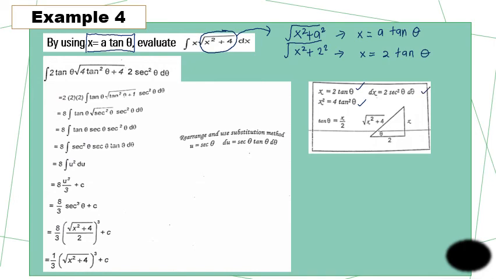Okay, then we substitute all this value of x into the original question. So x equal to 2 tangent theta times the square root of 4 tangent squared theta plus 4, times we differentiate x with respect to theta, we find 2 secant squared theta d theta. Then we simplify this equation. So we have 8 times we integrate tangent theta times tangent squared theta plus 1 times secant squared theta d theta.